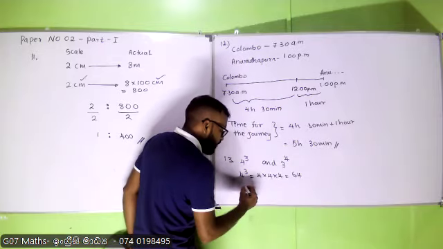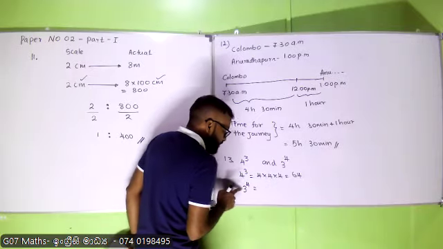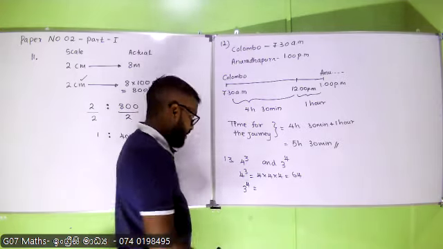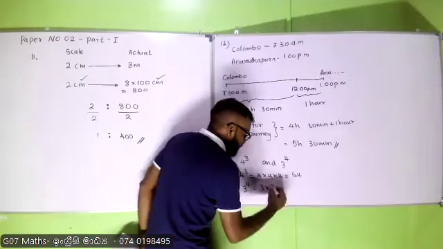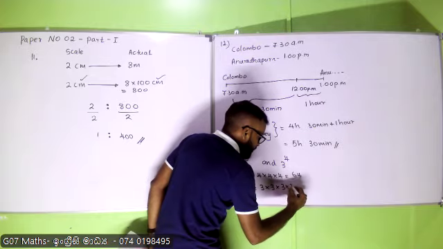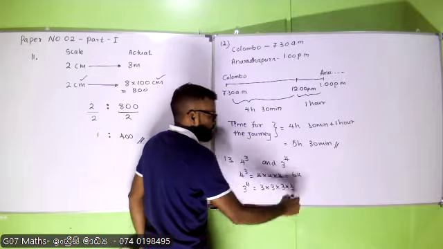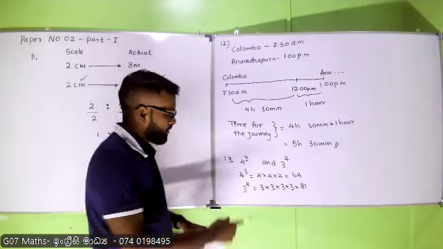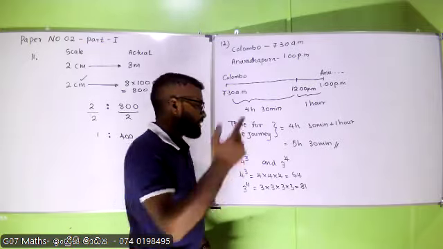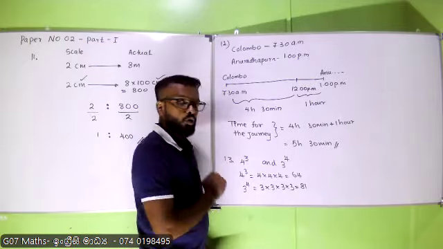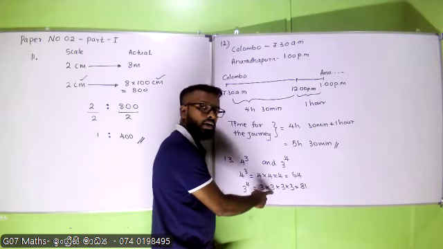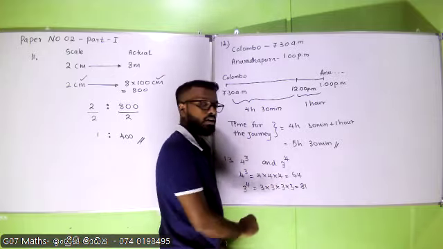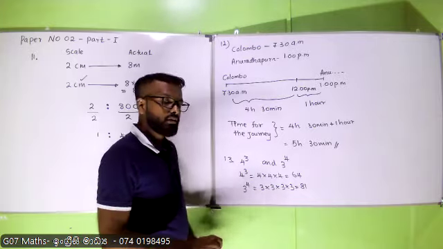3 to the power 4. 3 should be multiplied repeatedly 4 times: 3 times 3 times 3 times 3 makes 81. So these are the two answers that you can give. 4 into 4, 16. 16 into 4, 64. 3 times 3, 9. 9 times 3, 27. 27 times 3, 81. Now, which one is bigger?